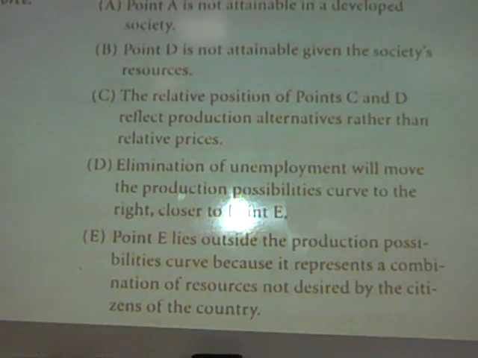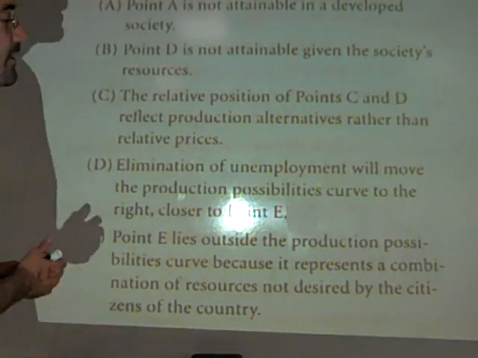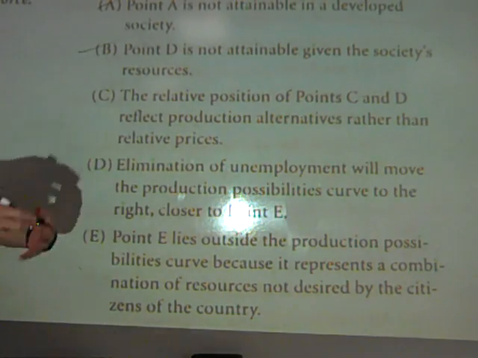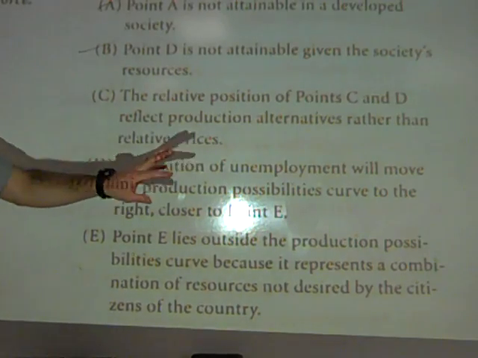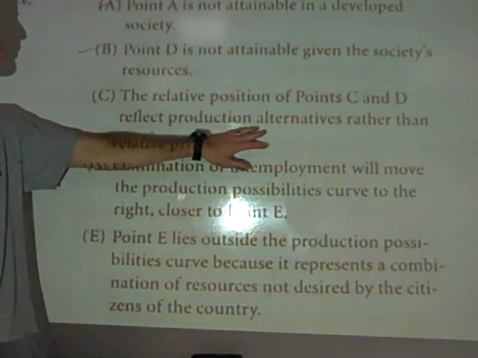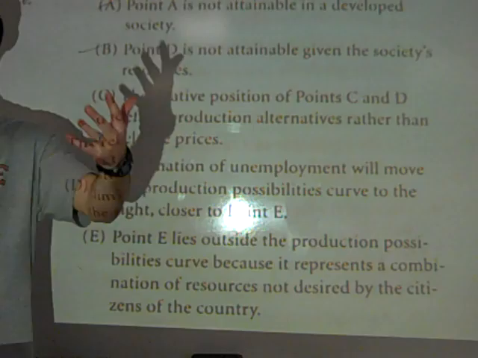Point D is not attainable. All right, no, point D is on the curve. All the points on the curve are our frontier. They are possible. Point C, the relative position of point C and D reflect production alternatives rather than relative prices. I like that. I don't know this business about relative prices, but it does reflect production alternatives. We could have C or we could have D.